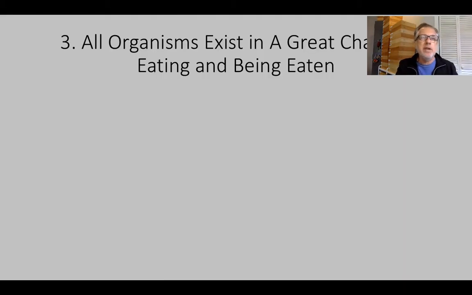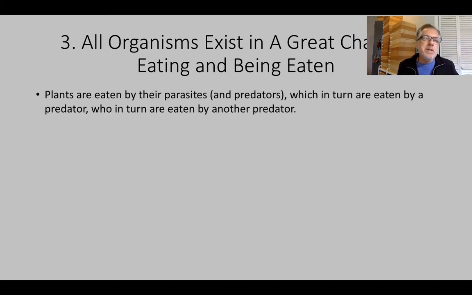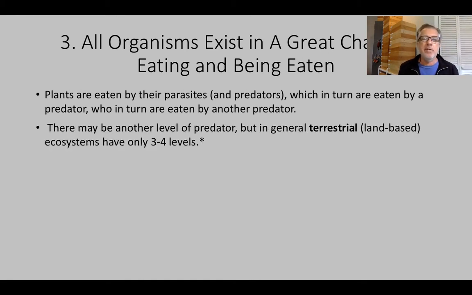So rule number 3 is that all organisms exist in a great chain of eating and being eaten. This means that plants are eaten by their parasites and predators, which are in turn eaten by a predator, who in turn is eaten by another predator. And this may go on for another level, but in general, in terrestrial ecosystems, which means land-based, and that's a vocabulary word you need to know, there are generally only 3 or 4 levels, rarely a 5th level, and that includes the producers as the first level.